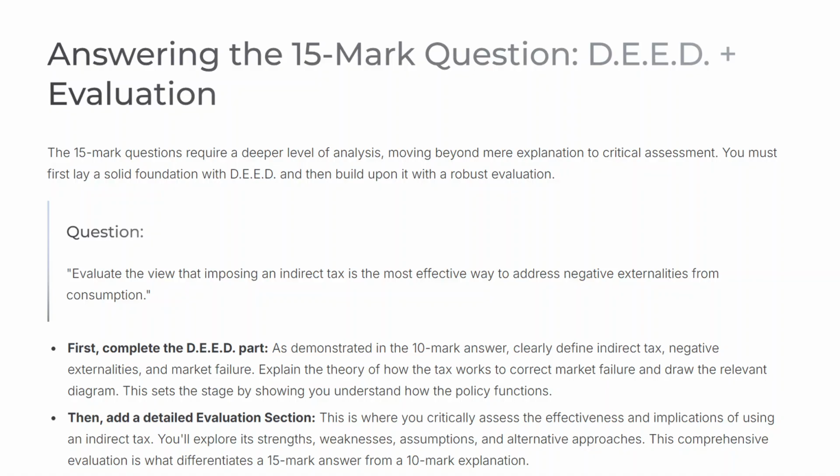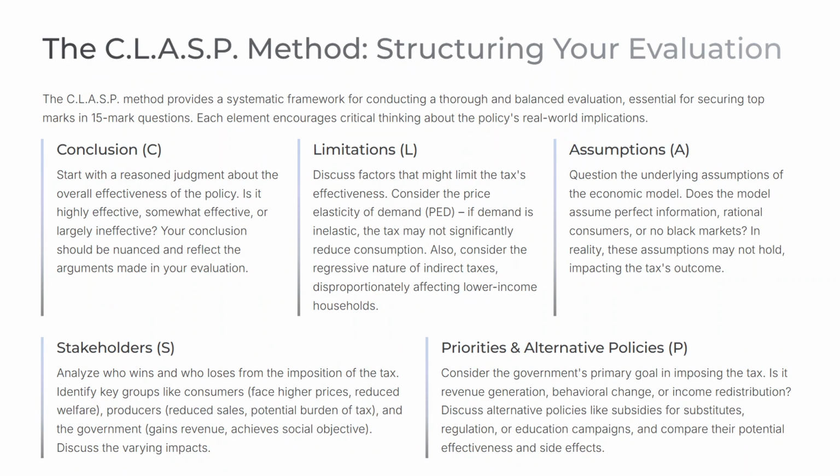How do you evaluate? A great way to remember the different angles of evaluation is with the acronym CLASP, C-L-A-S-P. C for conclusions. Start your evaluation section with a concluding judgment. For example, while indirect taxes are an effective tool, they have significant limitations and may not be the most effective solution on their own. L for limitations, long run versus short run.